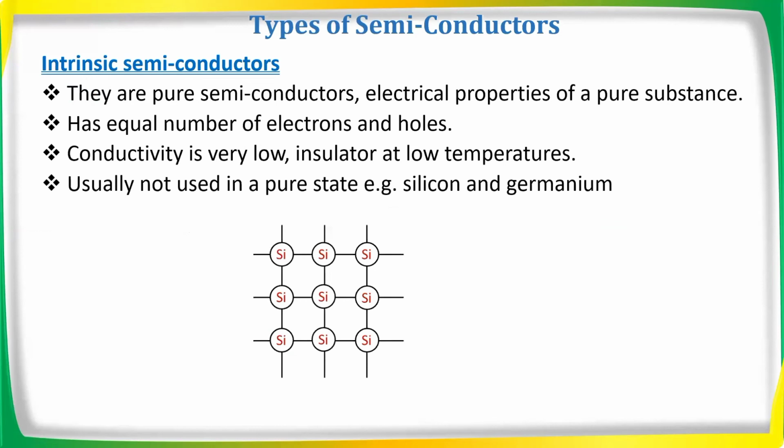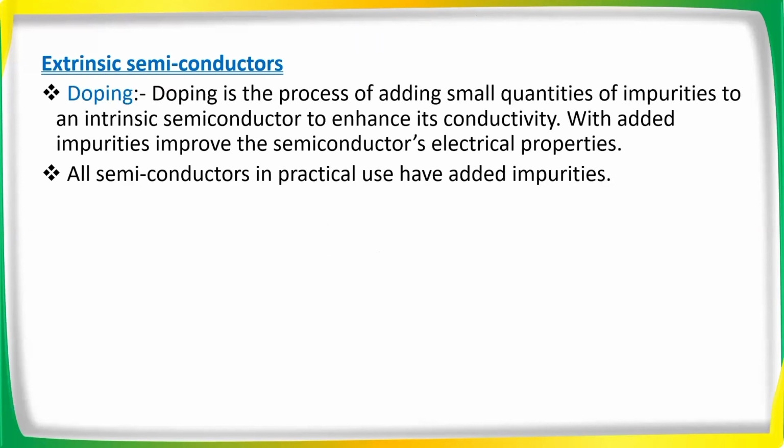And that gives us an increasing conductivity. So that, other than the thermally generated electrons and the thermally generated holes, we are having another source of electrons or holes. And that is how we end up having extrinsic semiconductors.